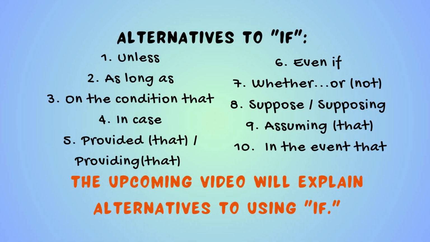The following are the alternatives to if: unless, as long as, on the condition that, in case, provided that, providing that, even if, whether or not, suppose, supposing, assuming that, in the event that. The upcoming video will explain alternatives to using if.